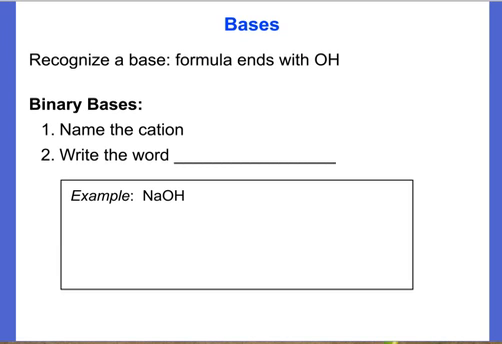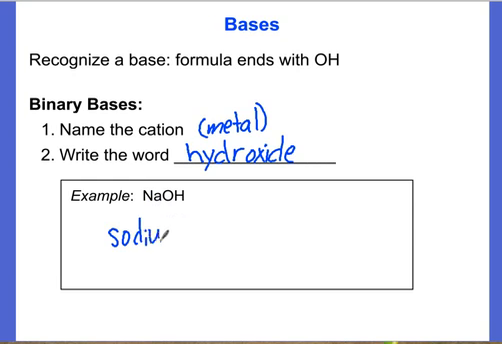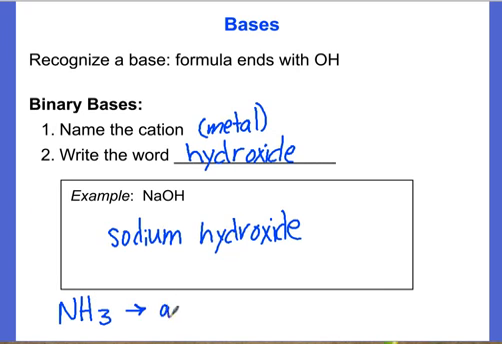Bases tend to be a little bit easier. Remember that OH group is going to be at the end, so the only thing you need to do is name the cation, which is a metal ion, and then write the word for OH, which is hydroxide. So our example here, Na is sodium and hydroxide. Now, the only one that is not a hydroxide that you really need to know is NH3. And hopefully you remember that this is ammonia. Okay.